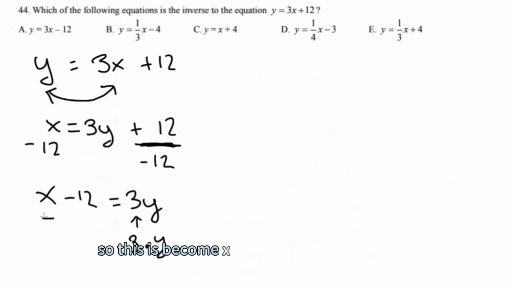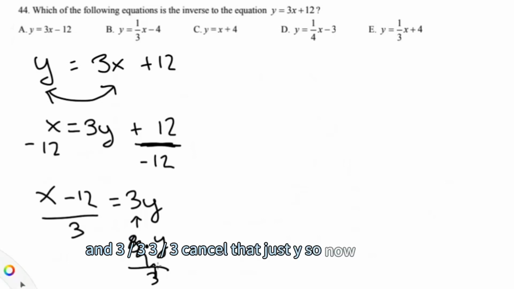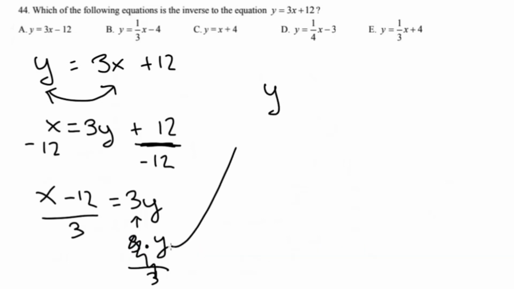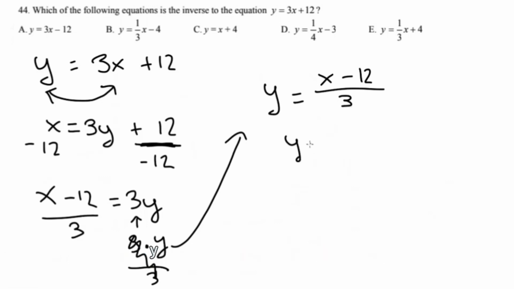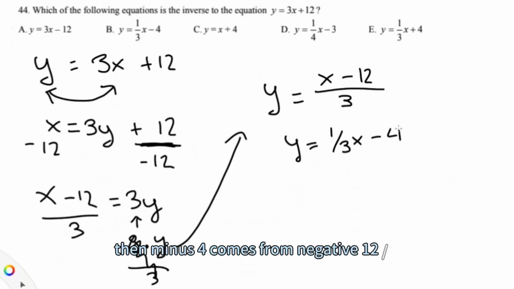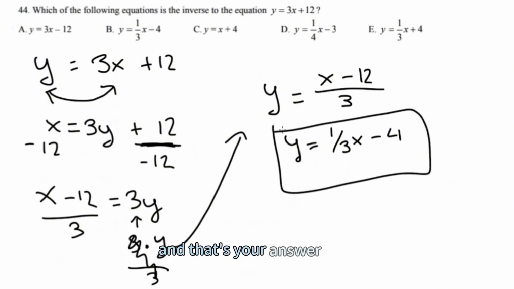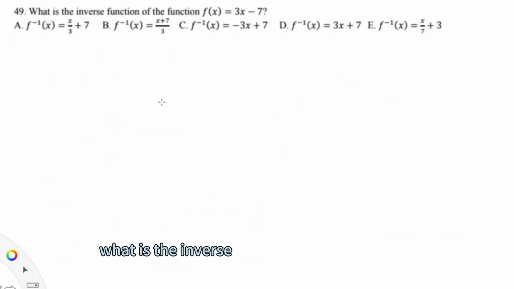So this will become (x minus 12) divided by 3, and 3y divided by 3. The 3y divided by 3 cancels out to just y. So now we have y equals (x minus 12) divided by 3, which can also be written as y equals 1/3 of x minus 4. The minus 4 comes from negative 12 divided by 3. And that's your answer.